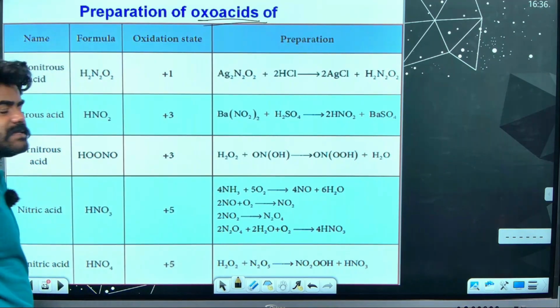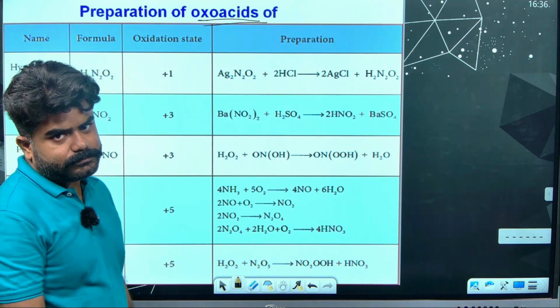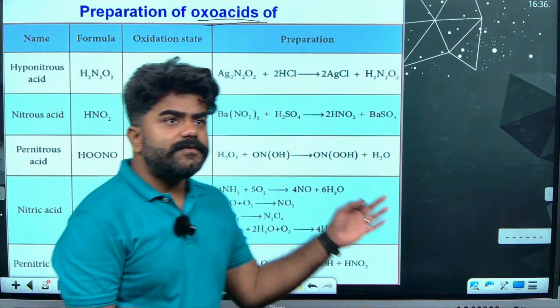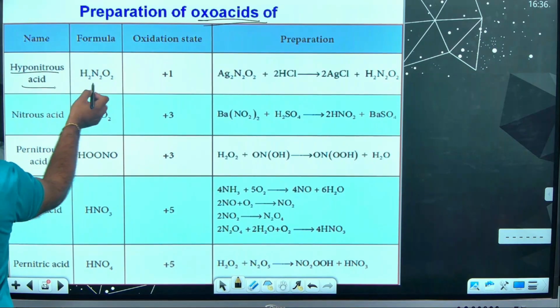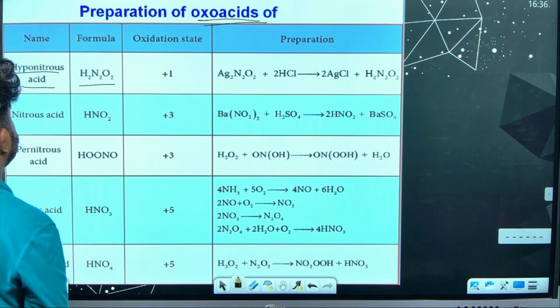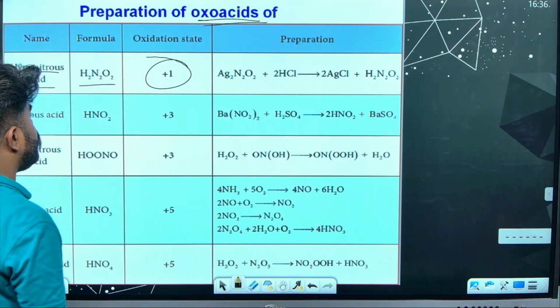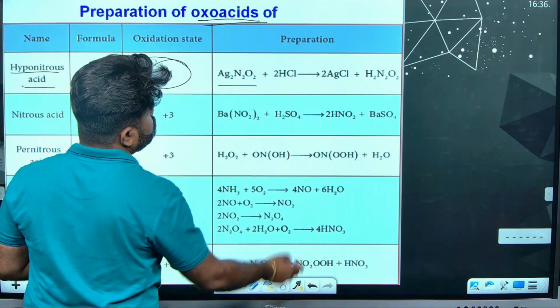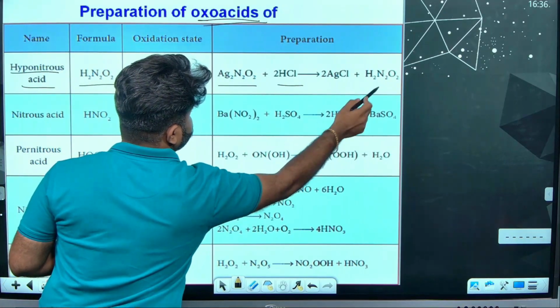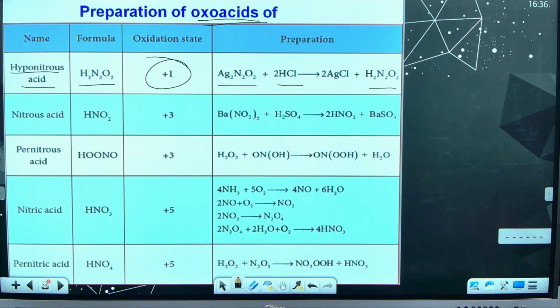Now we go for preparation of oxo acids. What are oxo acids? Acids containing oxygen. First we see hyponitrous acid, which has the formula H2N2O2. Here the oxidation state of nitrogen is +1. We treat Ag2N2O2, silver hyponitrite, with HCl, and you get AgCl along with hyponitrous acid. Then nitrous acid, its molecular formula is HNO2. Here +3 is the oxidation state of nitrogen.